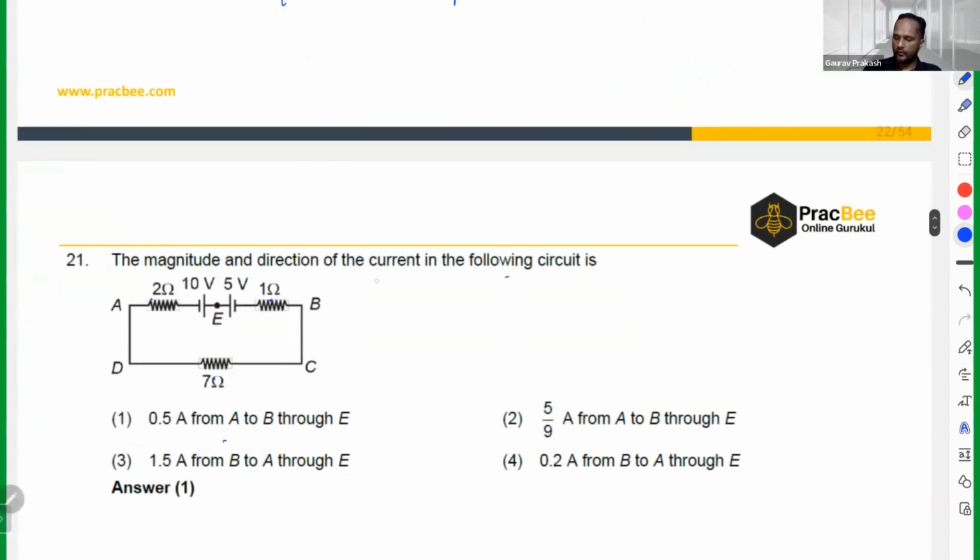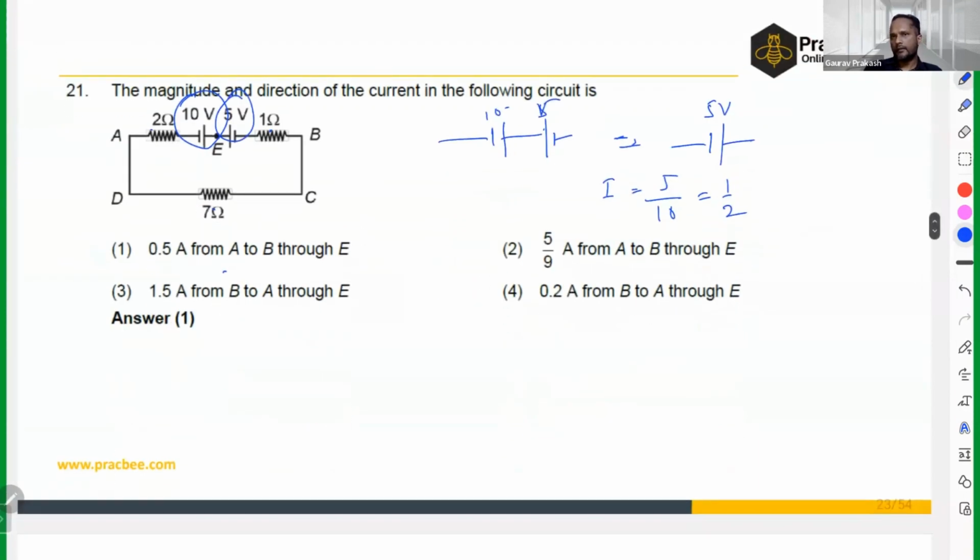Find the magnitude and direction of current in the following circuit. We have been given two batteries, an easy question from current electricity. If I have these two batteries in opposite polarity, in fact this is 10 and this is 5, the resultant should be in the direction of 10 because 10 is of bigger magnitude. So the resultant is only 5 volt and in this direction. So the current will be 5 divided by total resistance, which is 2 plus 1 plus 7, because all of them are in series. So 5 by 10, 1 by 2 is the current, and it is from A to B.